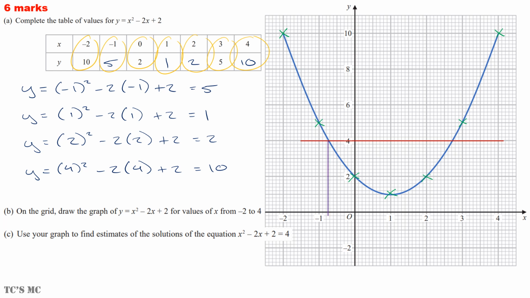This point is -0.75, and that is our first mark. The second one is 2.75, and that is our second mark.